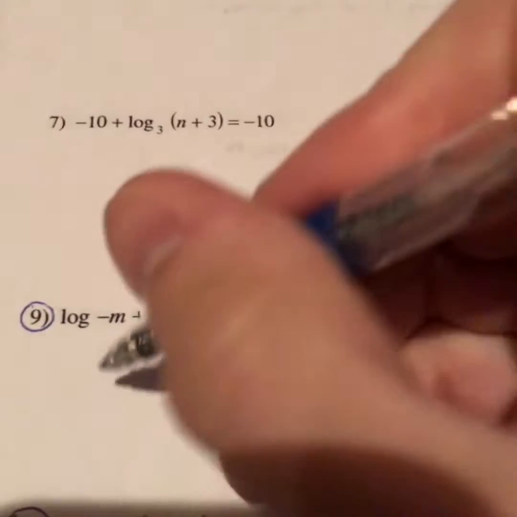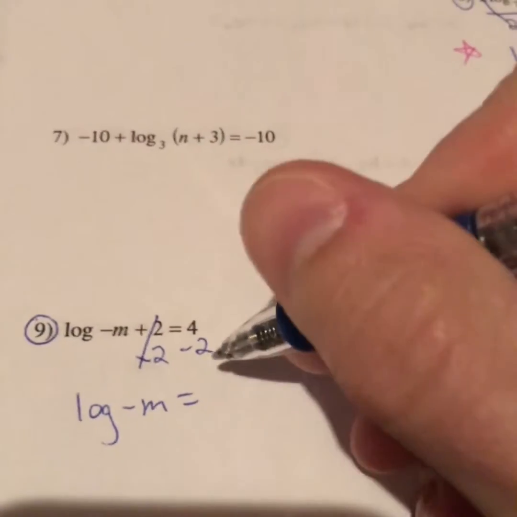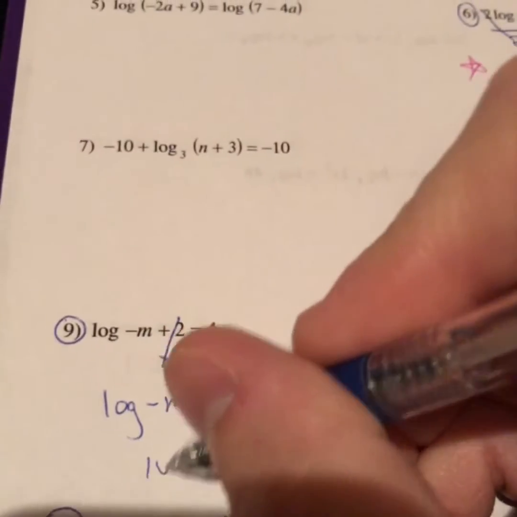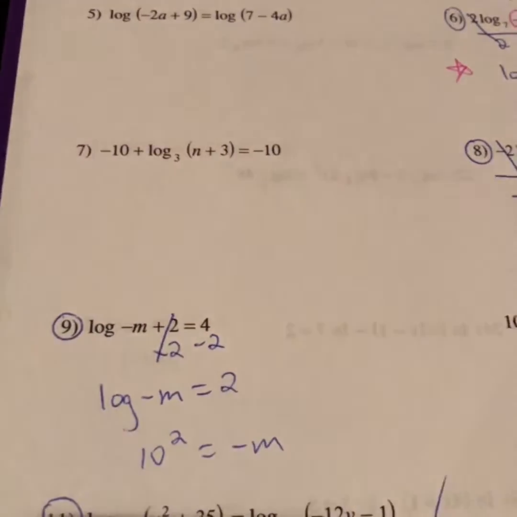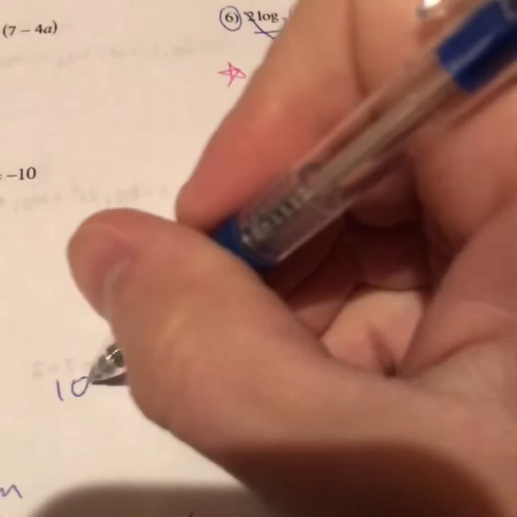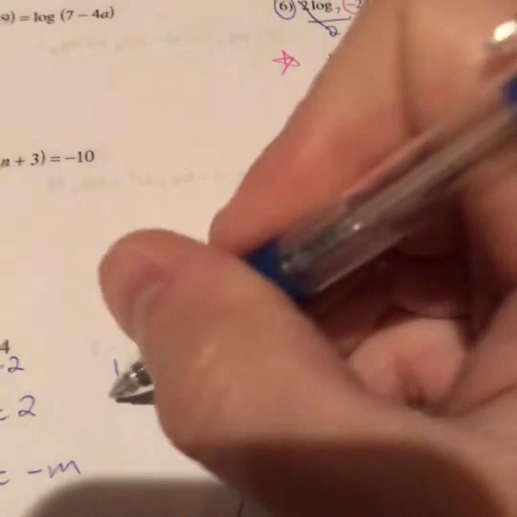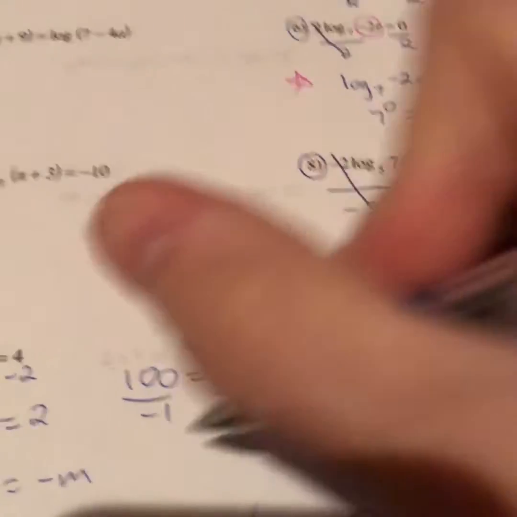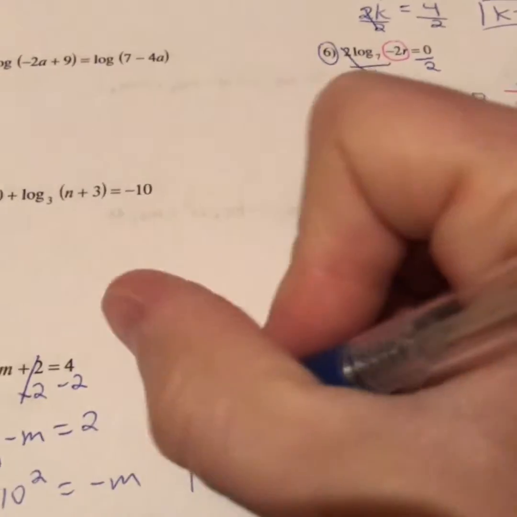Once we subtract 2, we get log of -m equals 2. Now if we recognize it's a common log base 10, I'm going to take 10 and raise it to the second power, so 10 squared equals -m. That's 10 to the second power, that's 100, equals -m. Last step, divide by -1. If the light bulb is going off here now, like, oh man, this is actually pretty easy, good. That's the objective here, that's the goal of this video. So m equals -100.